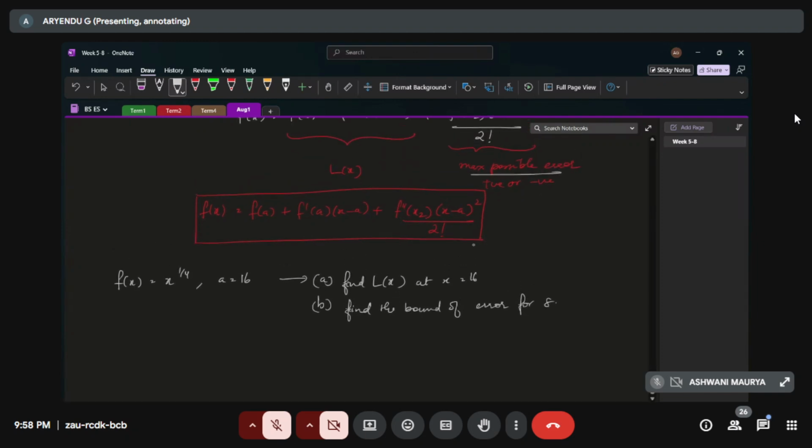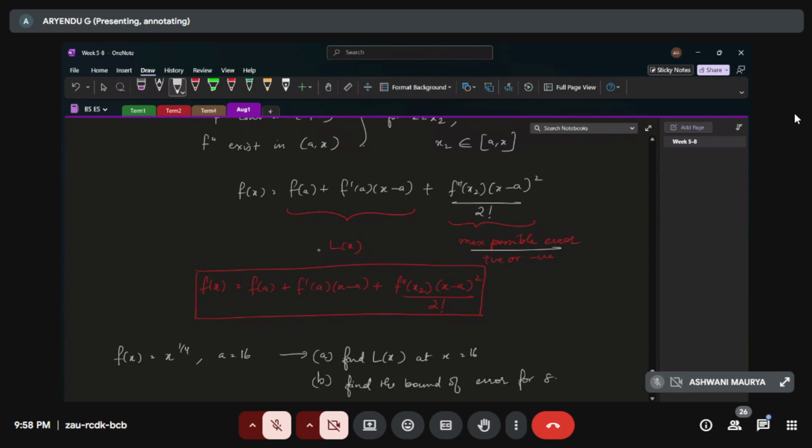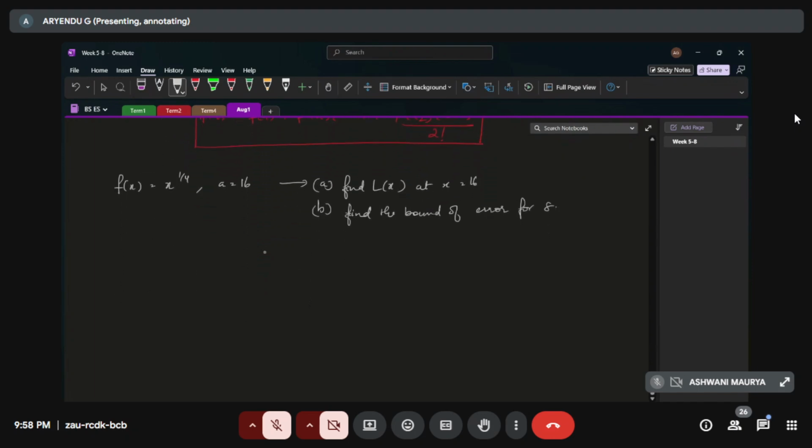So this error, if you are asked, here you can see this is L of x. So this part is the error part. So if you are asked the error, you can see from this equation itself, error is equal to f of x minus L of x. You might be asked very separately what is error. So we have to understand that this equation is also there.